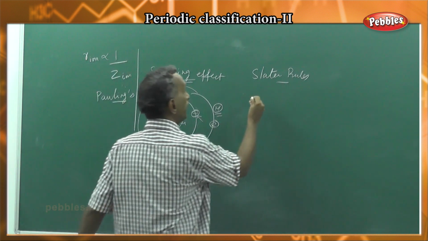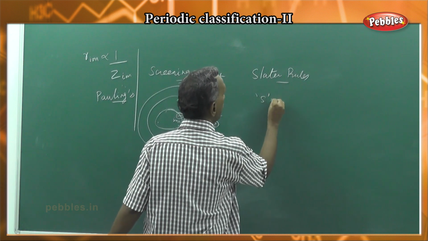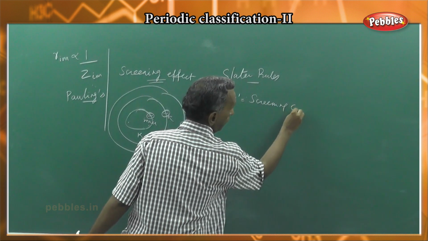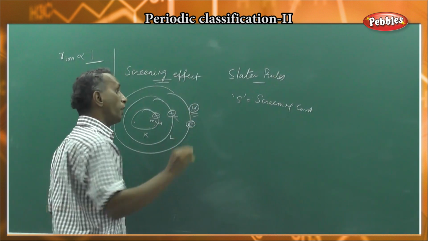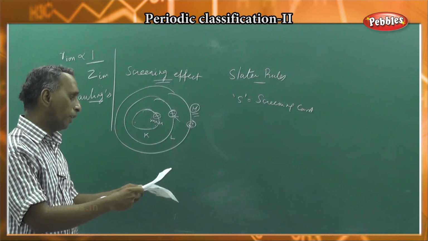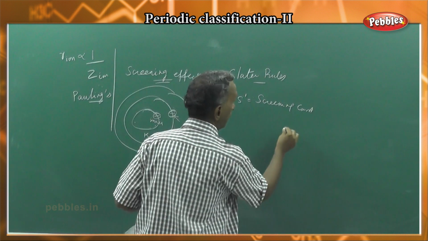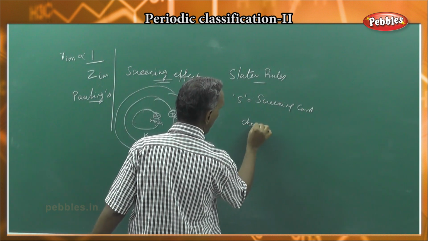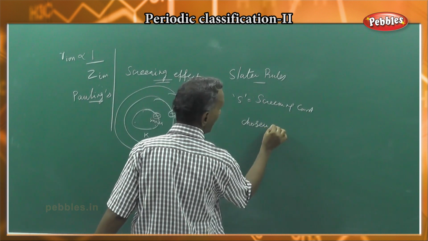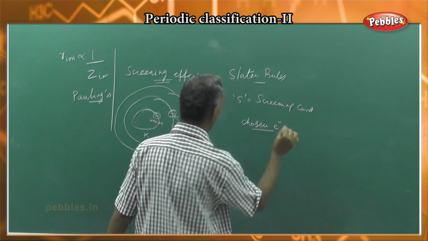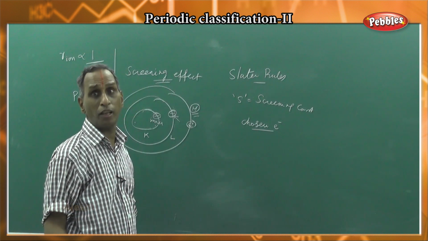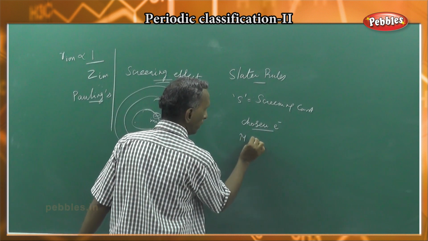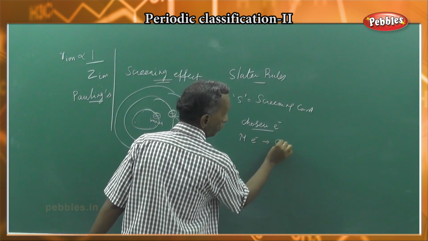The Slater rules give qualitative information about the screening effect. For the screening effect they assign a constant called the screening constant, S. For example, you consider an electron in a particular shell; that is called the chosen electron, meaning the electron under interest. If you consider an M shell electron, the M electron is called the chosen electron.